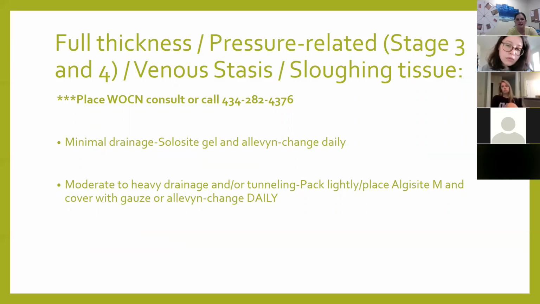If there's moderate to heavy drainage or tunneling, you can pack the wound with the Alginate M, or place the Alginate M on top and then cover with gauze or Aleve and change daily. If you have to pack, some units do have the Alginate M in a rope. I've only seen it, I think, maybe on Cornell 1, but most of them come in a sheet that's a pretty big sheet. You can cut it so that we can spiral it, and that way it's easier to pack the wounds if you need to.